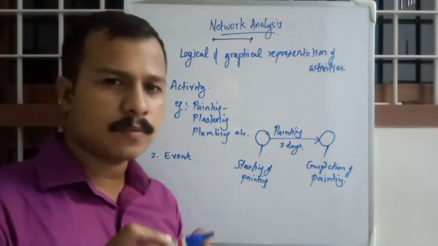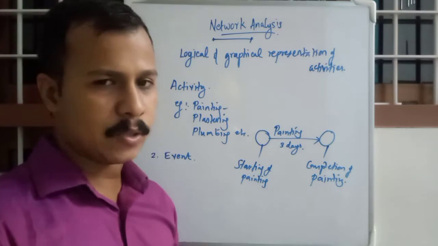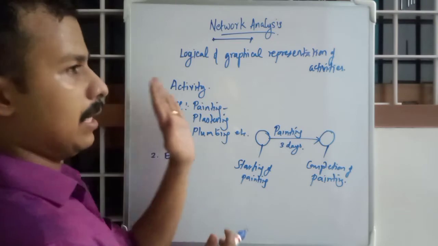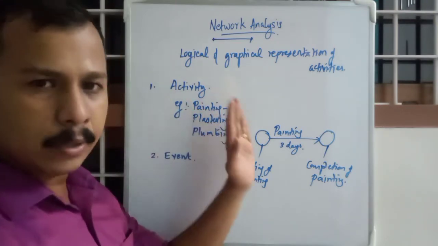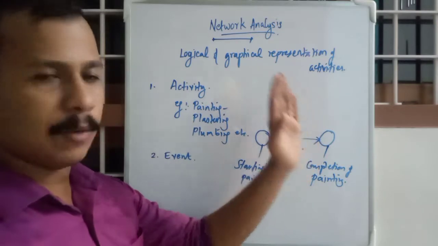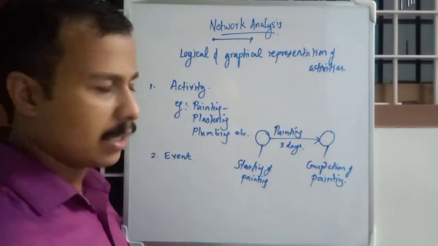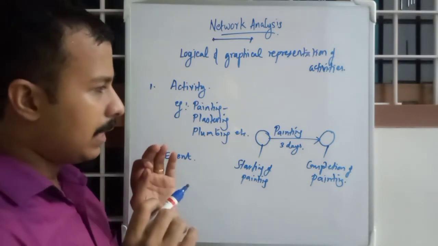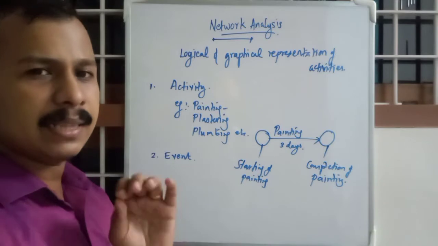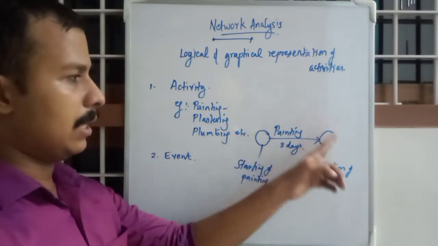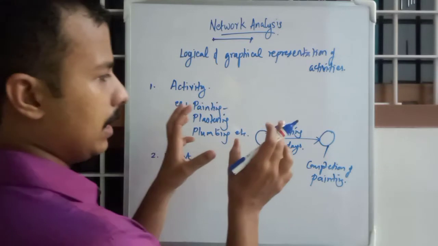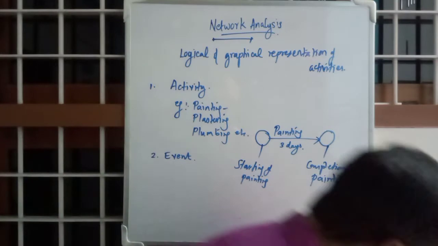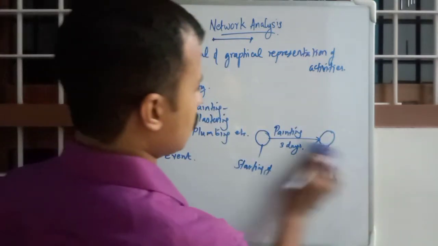Okay, so when it comes to network analysis or network diagrams, we will be having a number of activities like foundation, masonry work, brick work, plastering work, painting work, finishing works, plumbing, electrical works, etc. You will be having a big diagram. Okay, so in establishing interrelationship between these activities, you will be using these terms or these symbols to represent events and activities.